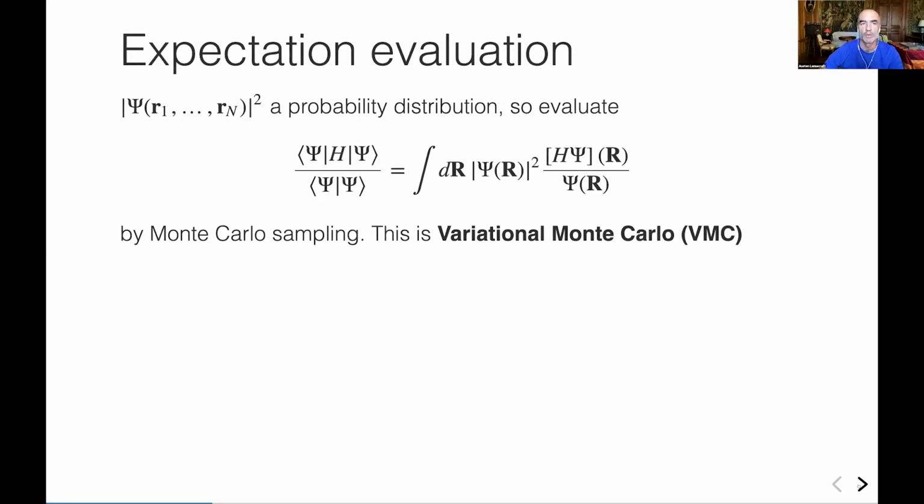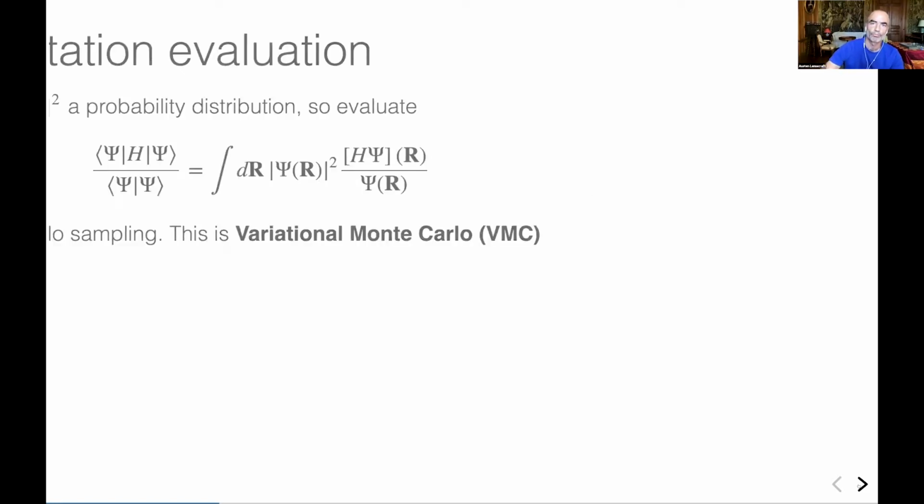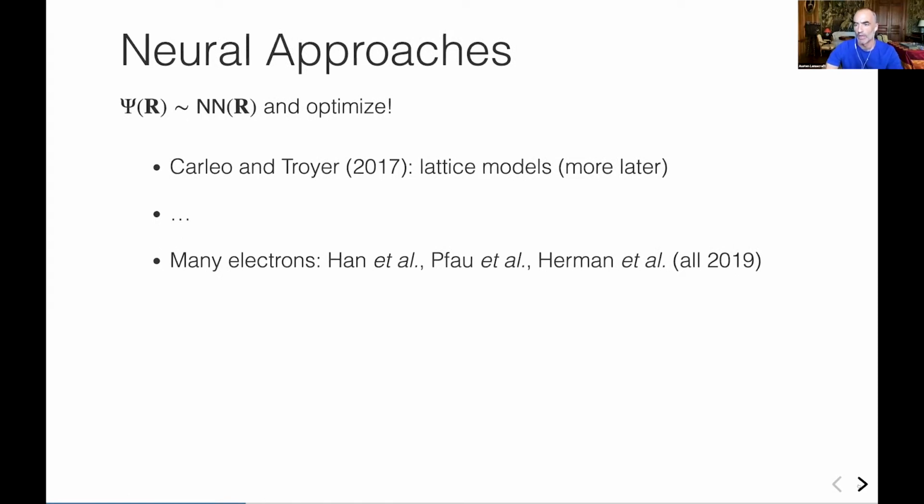And this is an input to evaluating this expectation value of the energy. But the way that's done is to interpret the modulus squared of the wave function as a probability distribution, and then evaluate the expectation using Monte Carlo sampling. And this is the foundation of the variational Monte Carlo technique. And it's also the place where neural networks have been brought in the last few years.